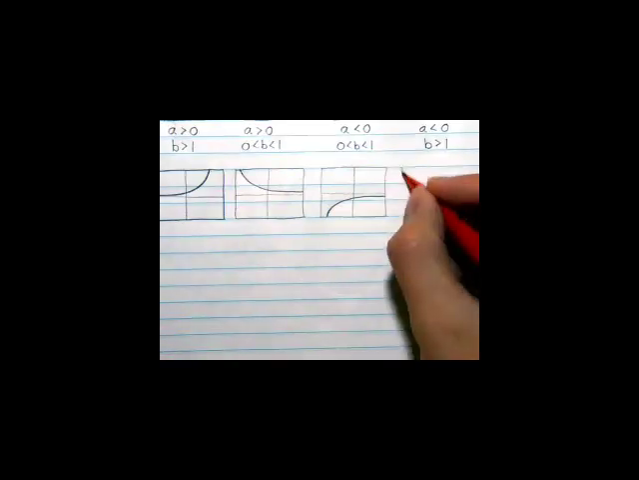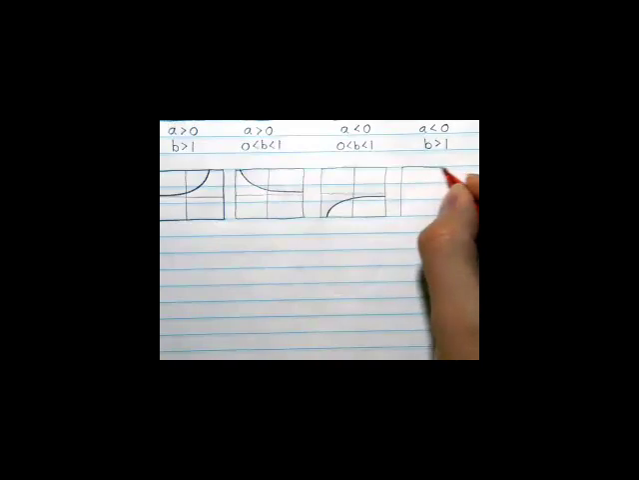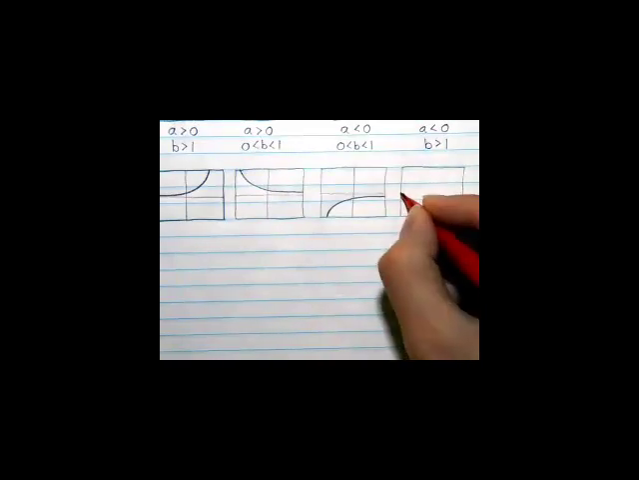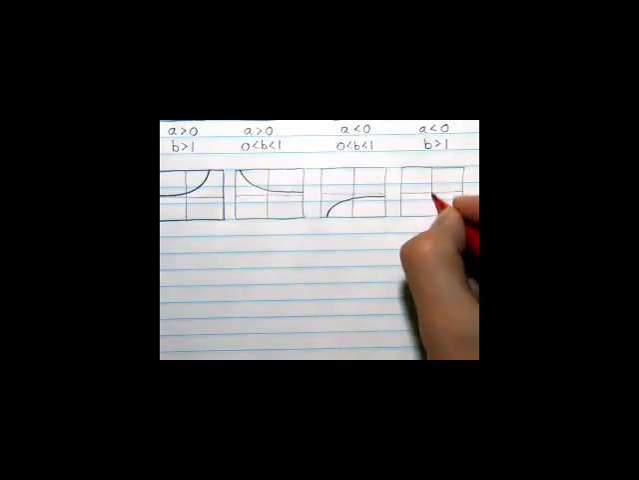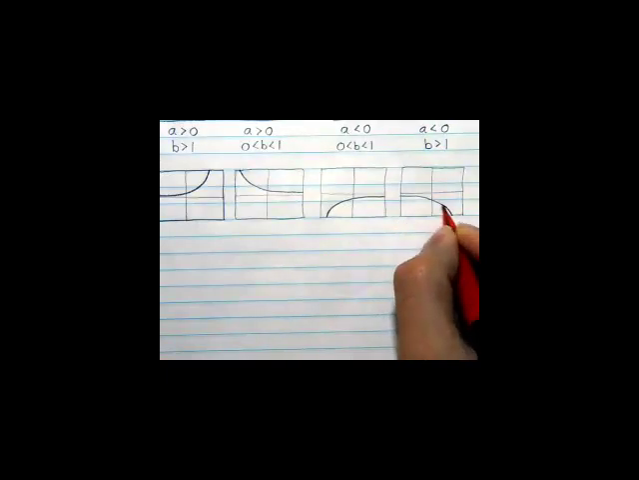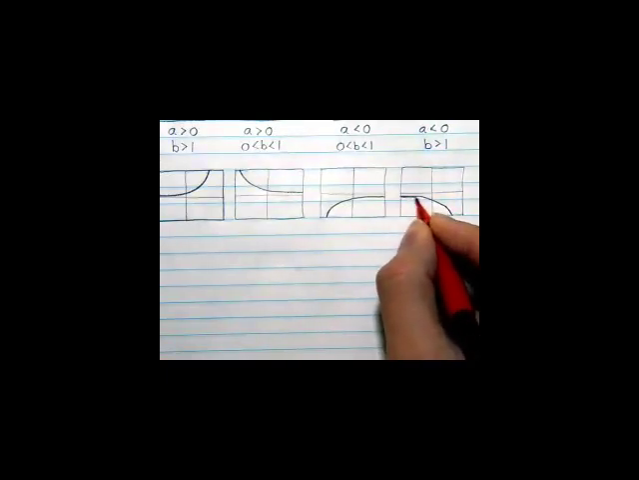So this last one, then, it's the same kind of story with the first one. It's a reflection of that first graph over the x-axis. And so it looks like this. Has that kind of a shape to it.